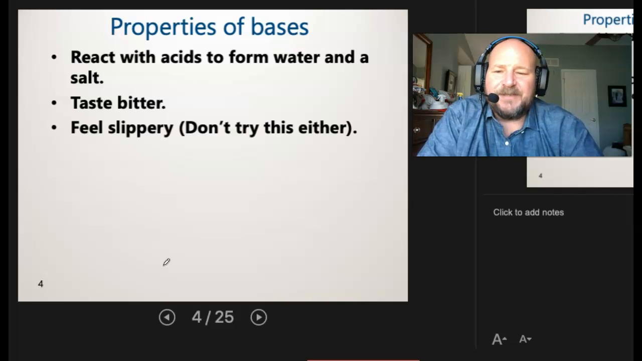Typically soaps will feel slippery, right? So don't try this either, but realistically we do want you to do that. We want you to use soap and shampoo to clean yourself at home. Of course, in these days, we don't worry about that too much since we don't see you. We're all online, so you don't really have to worry about whether or not you're doing it or not.